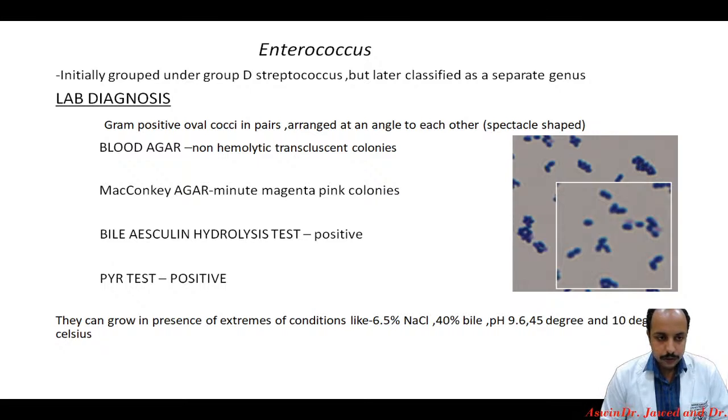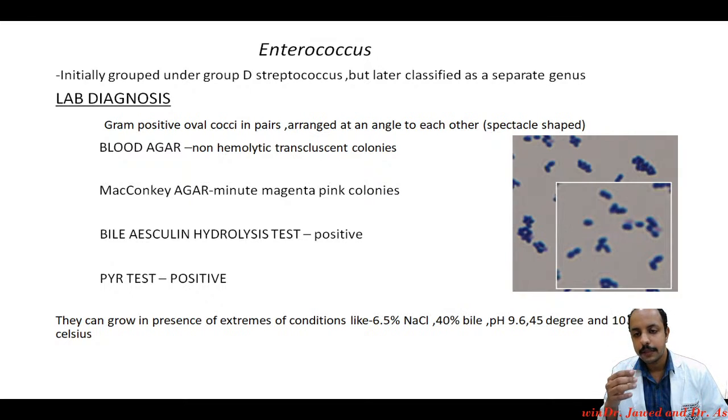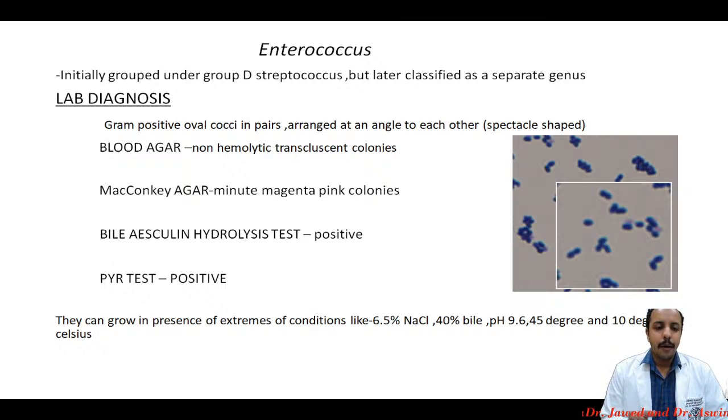Now, on lab diagnosis, these are gram-positive oval cocci which are arranged in pairs, arranged at an angle to each other. That is a particular shape of arrangement, that is spectacle shaped arrangement. And in the blood agar, we can see non-hemolytic translucent colonies, that is they are showing gamma hemolysis, that is there is no hemolysis. And in the MacConkey agar, we can see minute magenta pink colored colonies, and bile esculin hydrolysis test is positive. Bile esculin hydrolysis test means that they grow in the presence of 40% bile and hydrolyze esculin to esculetin, which combines with ferric chloride to form a black colored complex.